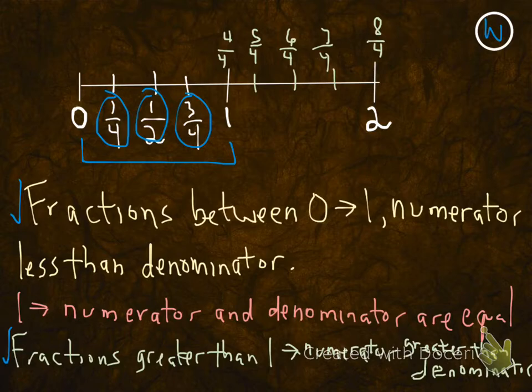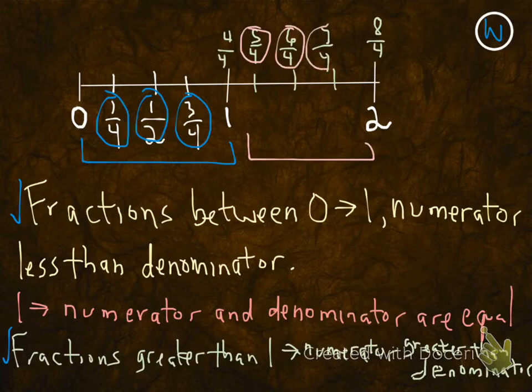Conversely, if you skip down to our last point here, fractions greater than 1, you'll have the numerator greater than the denominator. Now if you look up at our examples on the number line, we're looking between 1 and 2, and some examples of fractions: 5/4, 6/4, 7/4, and 8/4, which makes 2. Remember last time we said that fraction bar can also be read as a division sign, and we know 8 divided by 4 would get us 2.